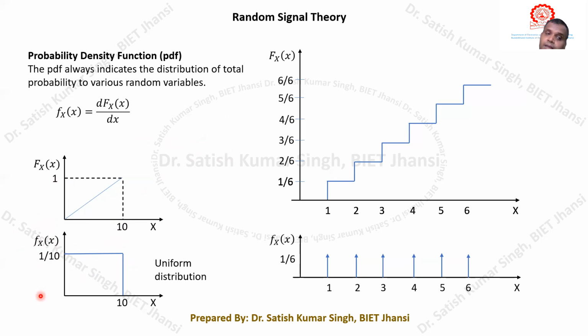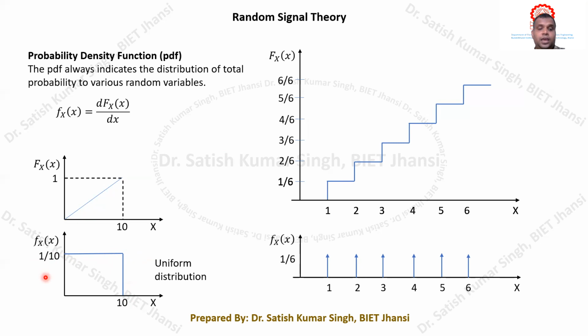What is the meaning? The meaning is that for this particular probability distribution function, the corresponding probability density function is uniform. The meaning is that the possibility of all the outcomes is equiprobable. Whatever values this random variable is going to assume between 0 and 10, all the values are equiprobable because the probability is equal to 1 by 10. And this will be the distribution. So between 0 and 10, it has its probability equal to 1 by 10.